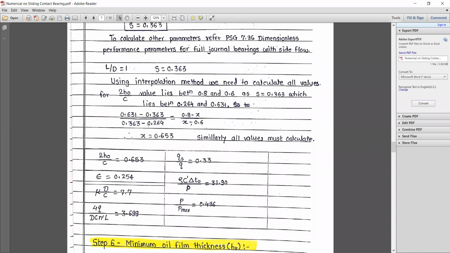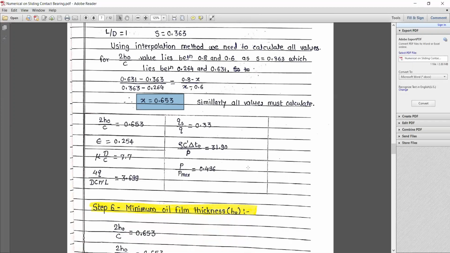Okay, so 0.631 minus 0.363 divided by 0.363 minus 0.264. Okay, as we don't have a value of twice h0 by c, I have considered it as a variable x. So 0.8 minus x divided by x minus 0.6. After solving this equation, the value of x is equal to 0.63.